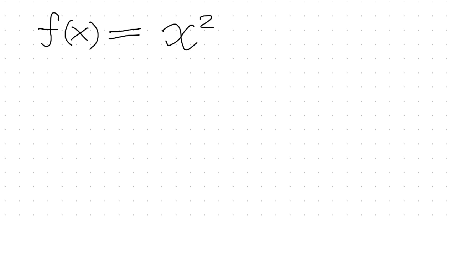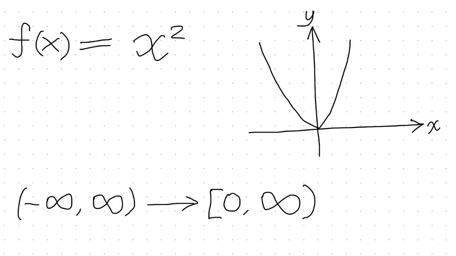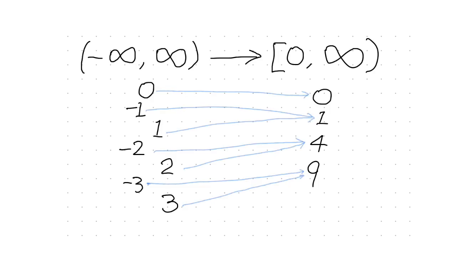There are many ways to express a function. For example, we can use a formula, f of x equals x squared. We can also draw the graph of a function. For example, the graph of x squared is called a parabola. We can also think of a function as a map from numbers in the domain into the numbers in the range. For example, our function x squared maps 0 to 0, negative 1 and 1 both to 1, negative 2 and 2 both to 4, etc.